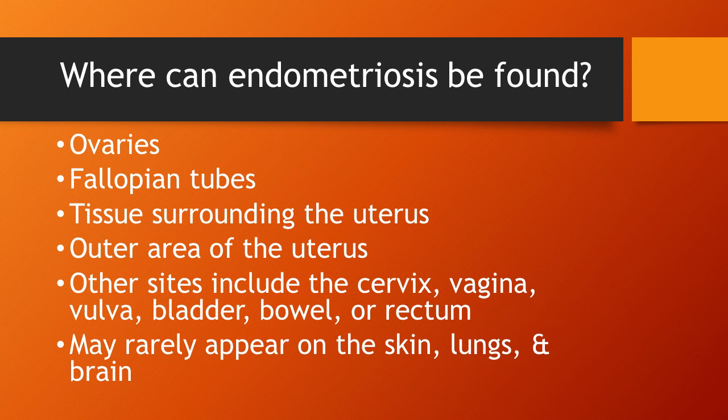Now, where can endometriosis be found? Well, it can be found on the ovaries, the fallopian tubes, the tissue surrounding the uterus, and the outer area of the uterus. Other sites for growth can include the cervix, vagina, vulva, bladder, bowel, or rectum. Now, these benign lesions can actually spread like cancer from reproductive organs to other sites, like the liver, the arms, thighs, lungs, even the brain. Fortunately, the spread to distant sites like this is rarely seen.